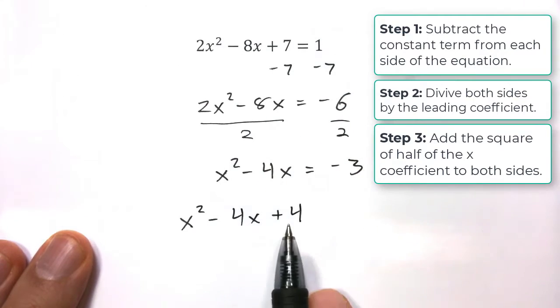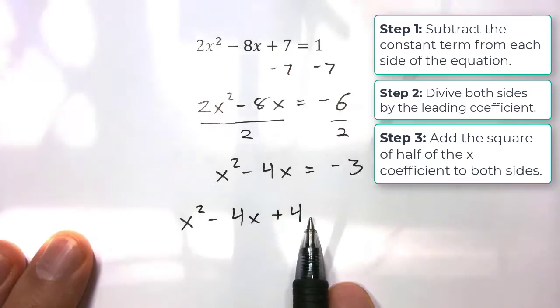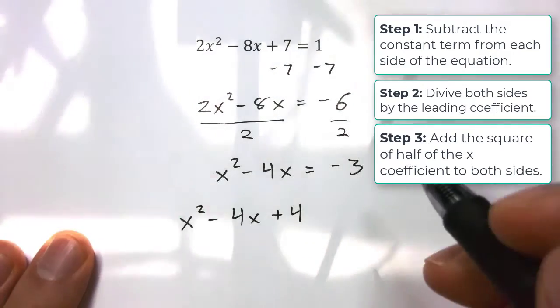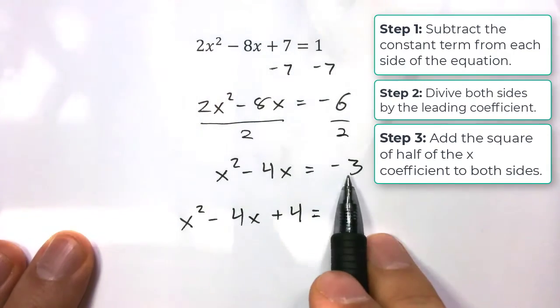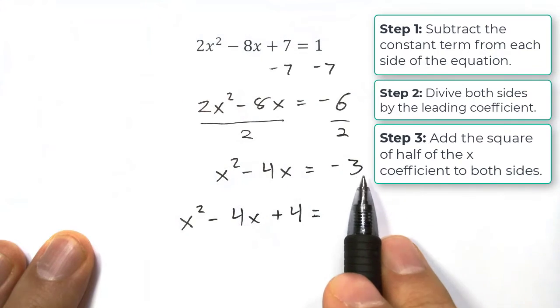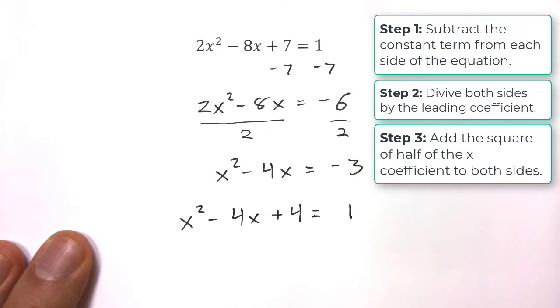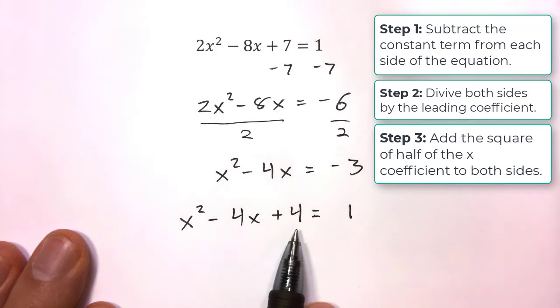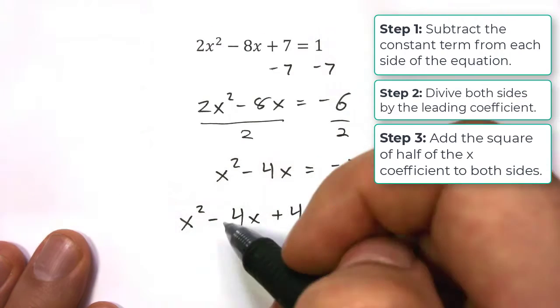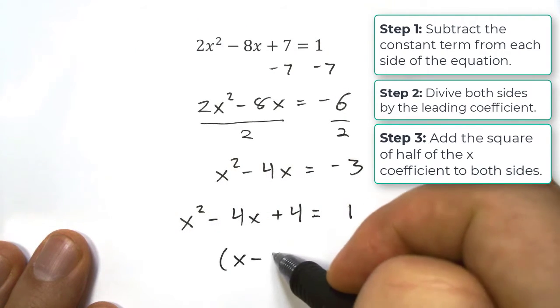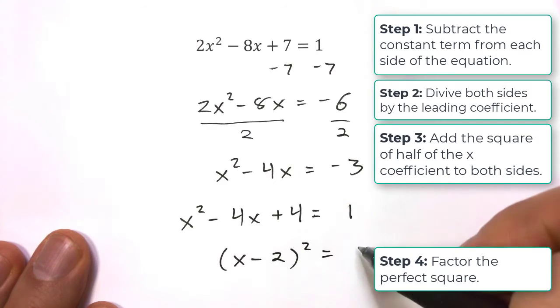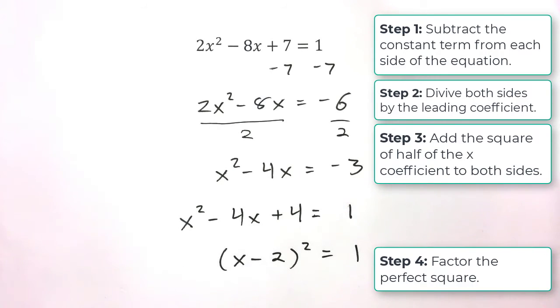Now what we did before is we added and subtracted it. Well, what we can do here instead is just add it to both sides of the equation, right? So I'm going to add 4 here and add 4 here. Well, -3 plus 4 is 1. So I just added 4 to both sides. And then we realize that this is a perfect square. So we can factor it. And now we've completed the square on the left-hand side.